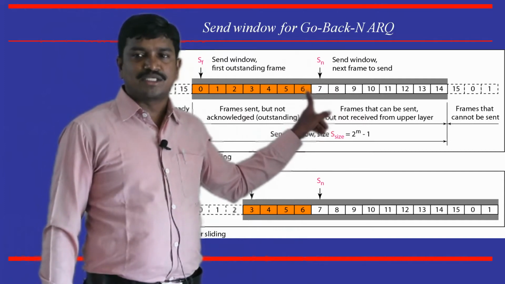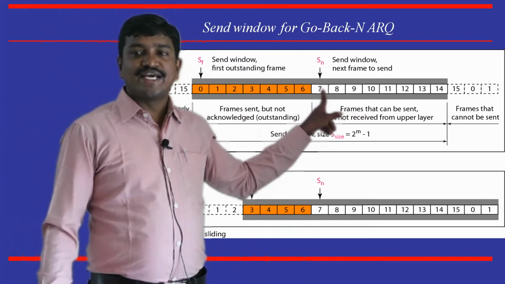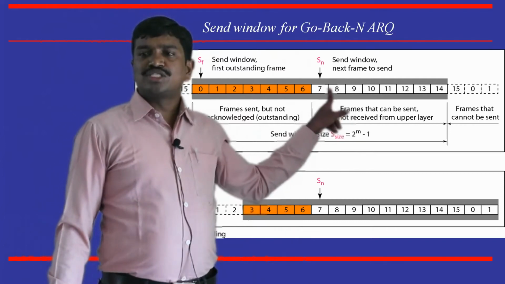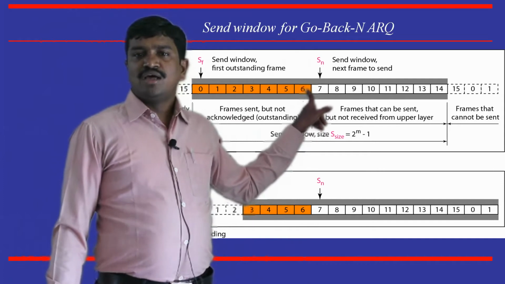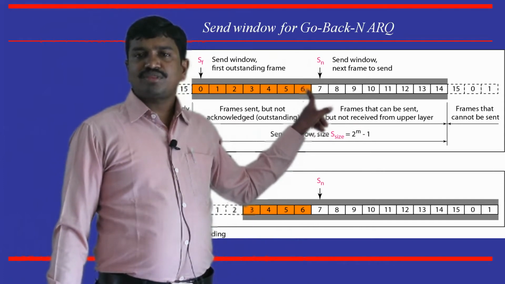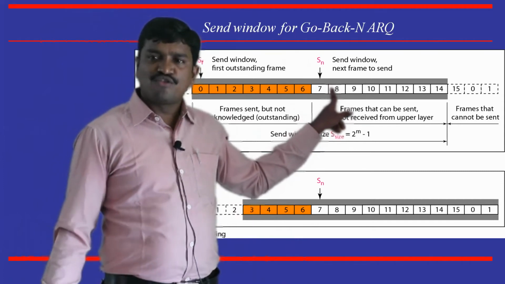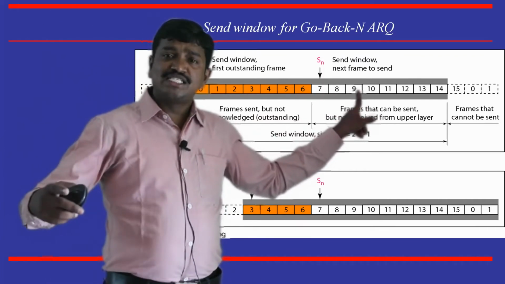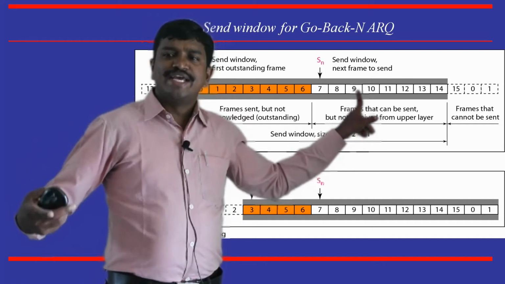6 sequence numbers indicates you can use 7 for next. Let us say we have sent 7 also, then Sn is incremented by 1, so 7 comes under this range called frames sent but not acknowledged. If you send one more frame, the 8th frame also, Sn is moved to 9, because 9 is the sequence number which can be assigned to the next frame.